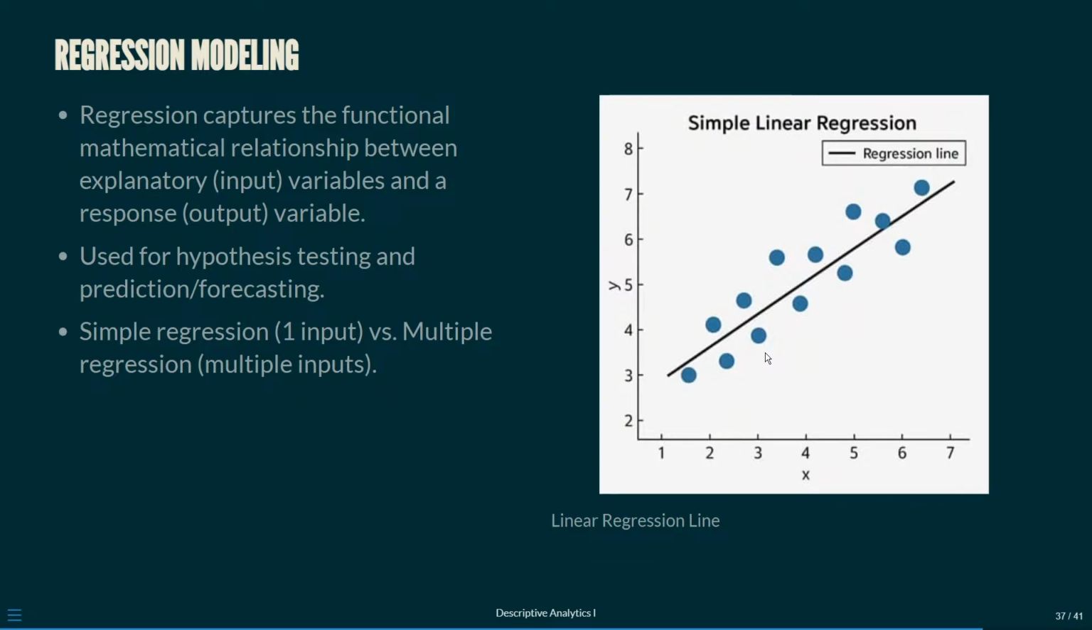And we also have regression modeling as one of the tools for business analytics, where the regression captures the functional mathematical relationship between the explanatory, or input, variables and a response, or output, variable. The explanatory variables are also the independent variables, and the response is the dependent variable. This is also used for hypothesis testing and prediction or forecasting. Simple regression has only one input, whereas multiple or multilinear regression has multiple inputs. So we have a simple example here where we're using only one input.